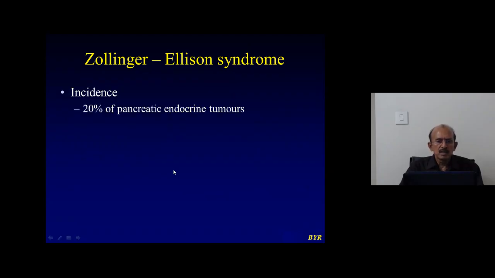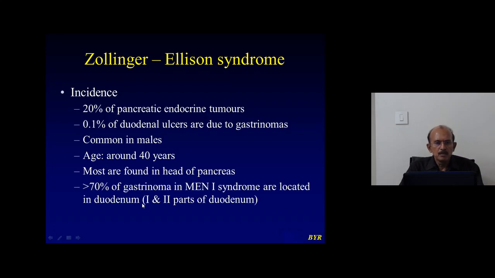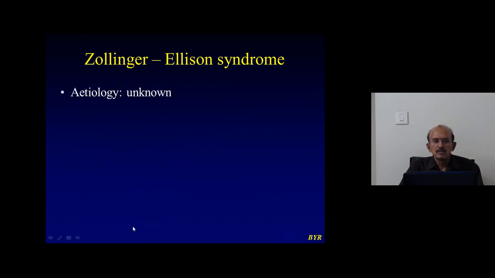Incidence: 20% of pancreatic endocrine tumors are because of Zollinger-Ellison syndrome. 0.1% of duodenal ulcers are due to these gastrinomas. They are common in males, age around 40 years. Most of them are found in the head of the pancreas. 70% of gastrinomas in MEN1 syndrome are located in the duodenum, that is the first and second parts of the duodenum. 60% of them are malignant. The etiology also is not known.